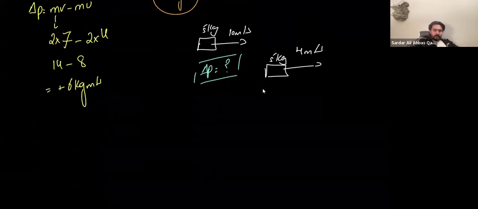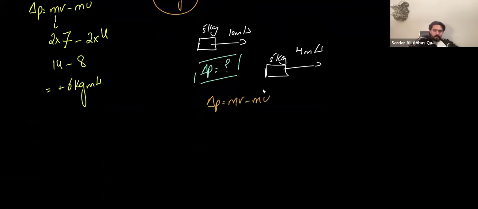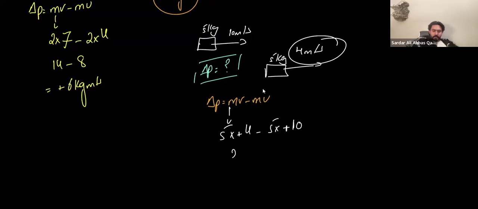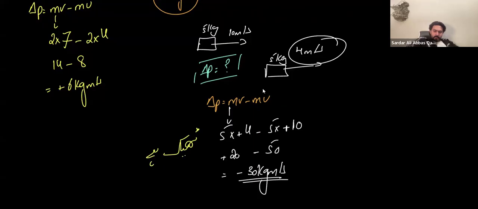Minus 30. Good job. So change in momentum is equal to mv minus mu. M is going to be 5. V is going to be positive 4 minus 5 into negative 10. Minus 5 into positive 10. So it's going to be positive 20 minus 50. So the answer is going to be minus 30 kg meters per second. Is this clear? Kg meters per second. Easy peasy, right?